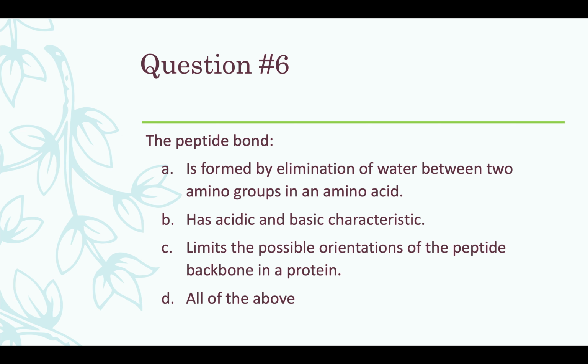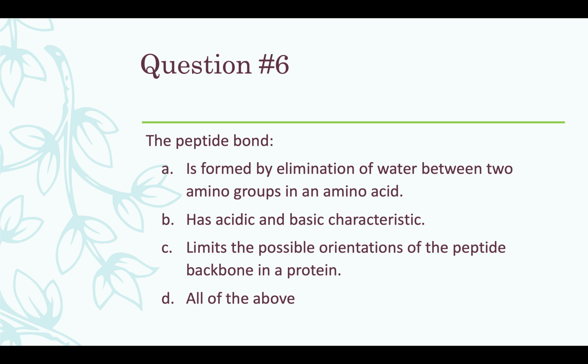For question number 6, what is the peptide bond? Let's evaluate each of the choices. Letter A says that the peptide bond is formed by elimination of water between two amino groups of an amino acid. This is wrong because you need the carboxyl group of the other amino acid. Recall that it's the condensation of an alpha amino group in one amino acid and an alpha carbonyl group or alpha carboxyl group of another amino acid.